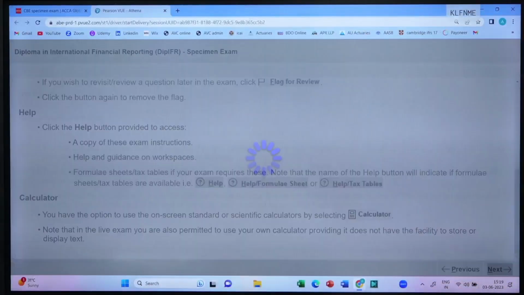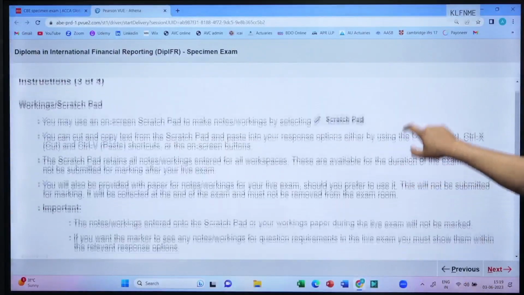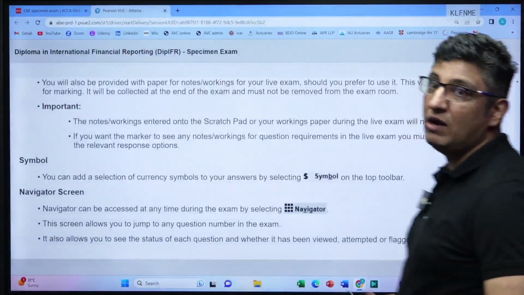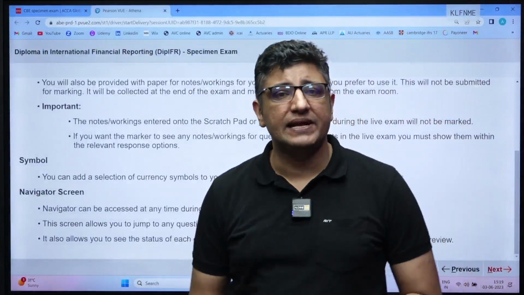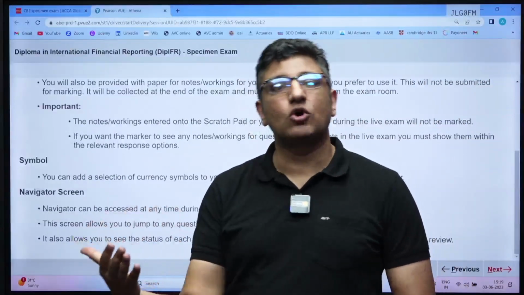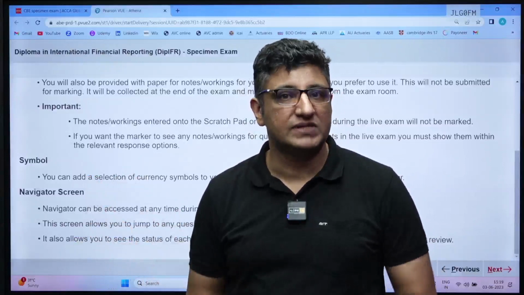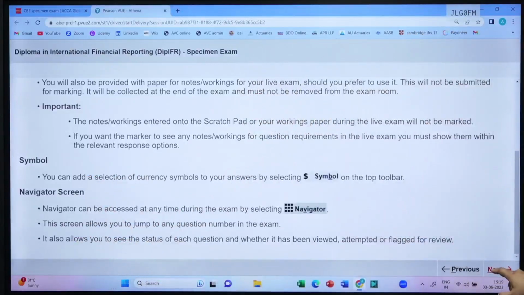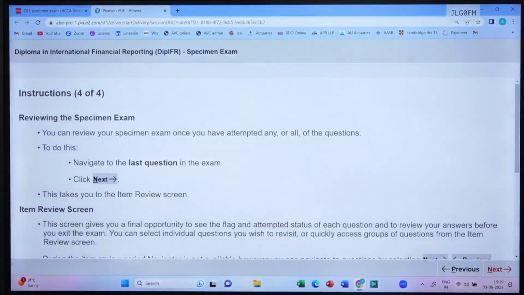Moving forward, it talks about a scratch pad being available. I don't have to worry about it because I have the comfort of, let's say, using the Word document or the text document where I can type my answers any which way, right? But these are all the options given to me. I can use them at my discretion.